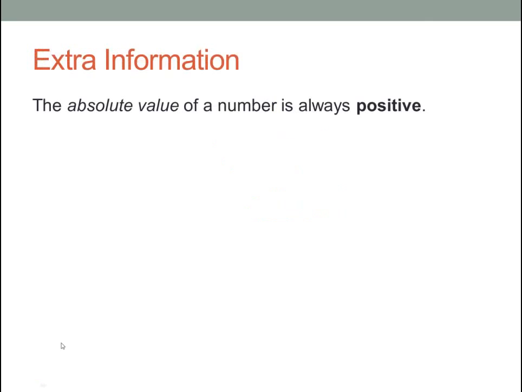Okay. And the last slide is just a little tidbit of information that you may find helpful. It says that the absolute value of a number is always positive. So it does not matter if I have the absolute value of negative 2. Absolute value just means the distance that the number is away from 0. So negative 2 is simply 2 places away from 0. Absolute value of negative 2 would be 2. Absolute value of 8, 8 is 8 places away from 0, would be 8, positive 8. So the absolute value of a number is always positive.